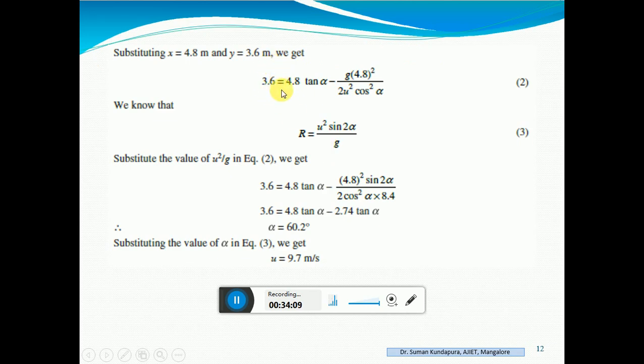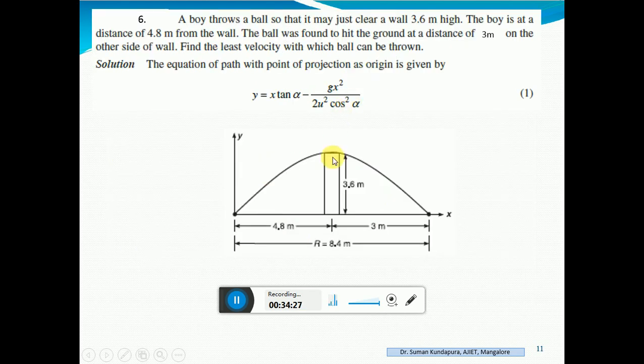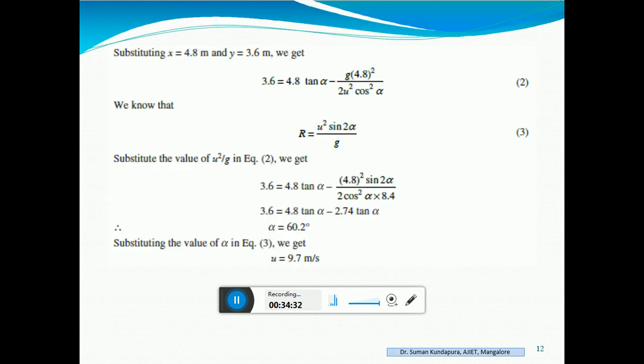So 3.6 is 4.8 times tan alpha minus g into x square divided by 2 u squared cos squared alpha. What are the unknowns here? We do not know what u is, we neither know what alpha is. So somehow we have to simplify this equation. One way to simplify this equation is, we already know the horizontal range value. So we can reduce the equation in terms of only one unknown.